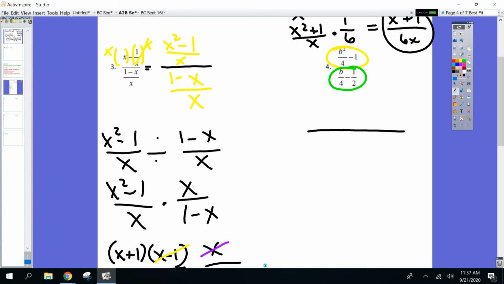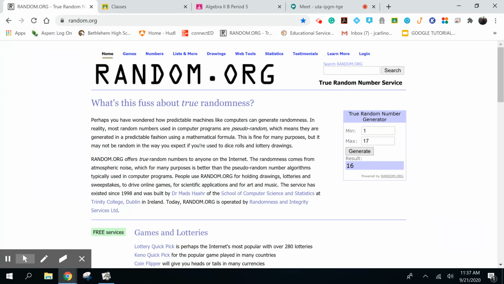What's the common denominator? B squared over 4 minus 1. So you got 4 on the bottom and a 1 on the bottom. What would be my common denominator there? This was tricky for my second period class.